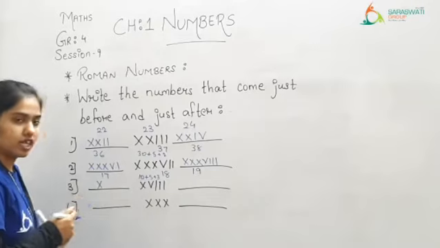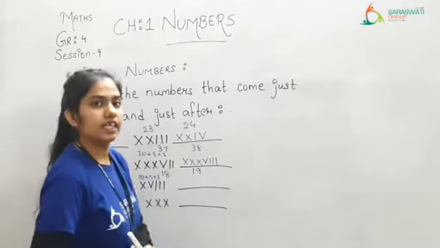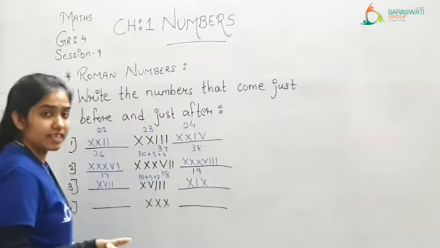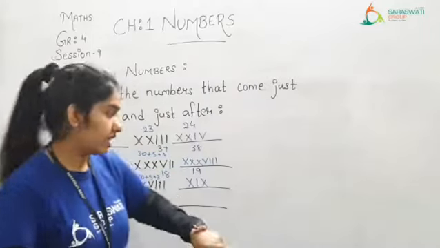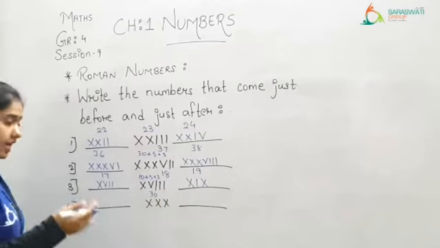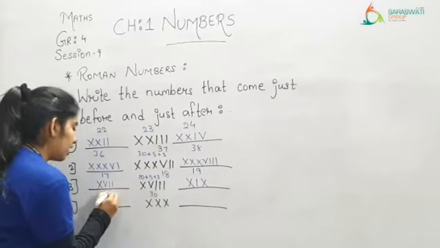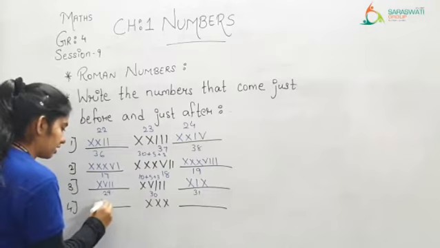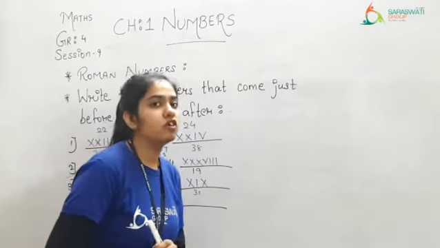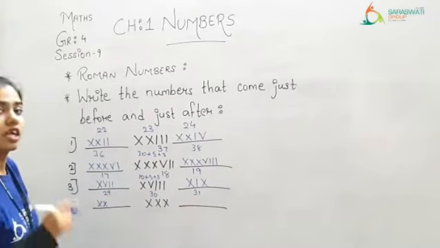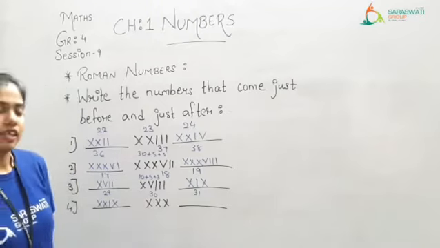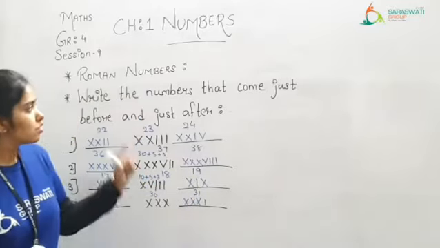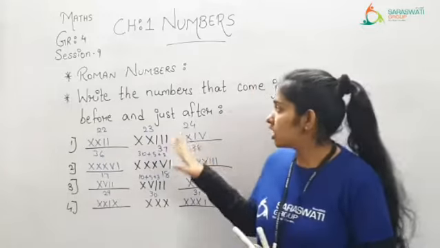The value is 7, so V and 2 times I. Then 2 times X. And then after 9 is there. So what is the Roman value for 9? Yes, the Roman value for 9 is IX, so I and X. Now 31. So here 3 is there, so 3 times X. And 1, so I. So in this way you have to write the after and before numbers.